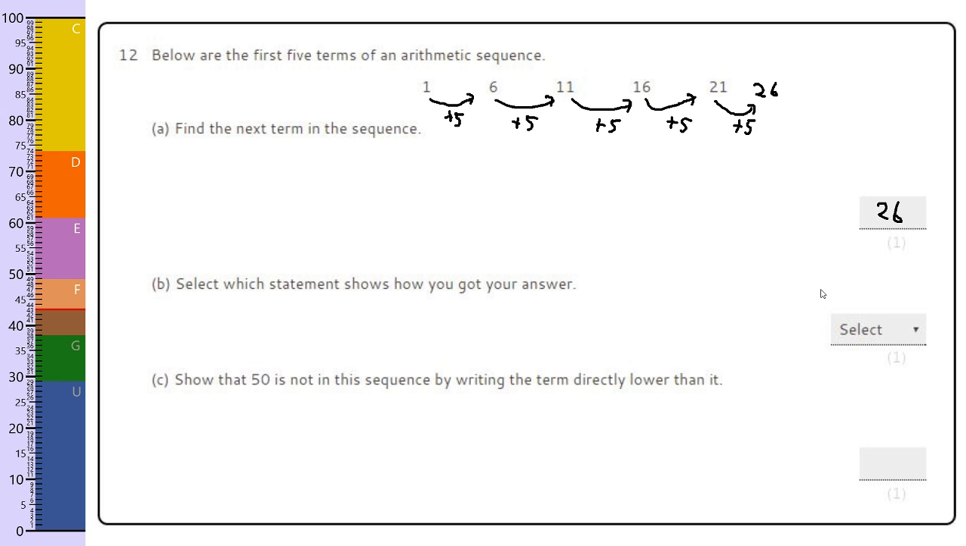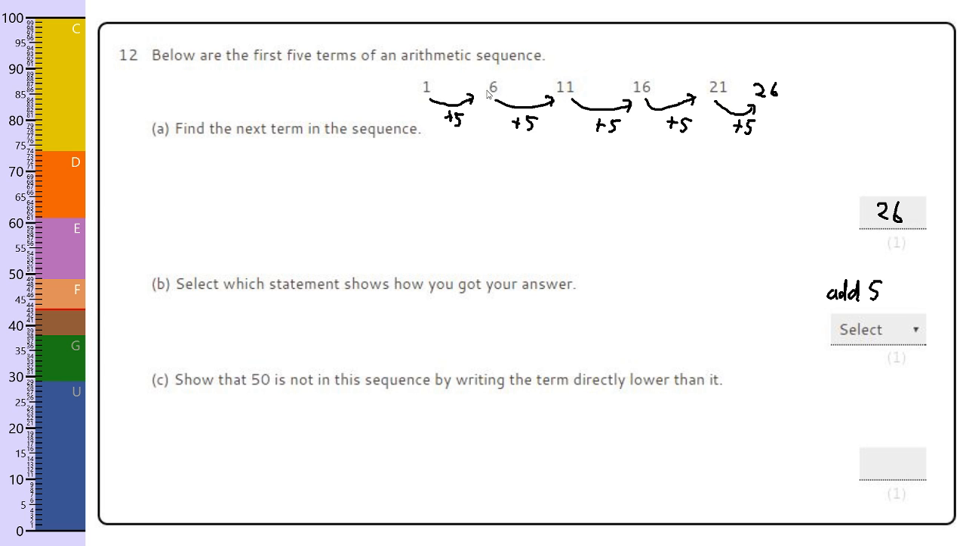How did you get to your answer? Add 5. Yeah, that's what we call the rule. Okay, show that 50 is not in the sequence. Now I've put this last bit because I can't mark writing automatically, but I've said just show me the term directly lower than it. Well, what do you notice about all these numbers? Well, they all end in a 6 or a 1. Okay, you know the 5 times table always ends in a 0 or 5. Well, this is one more than the 5 times table each time.